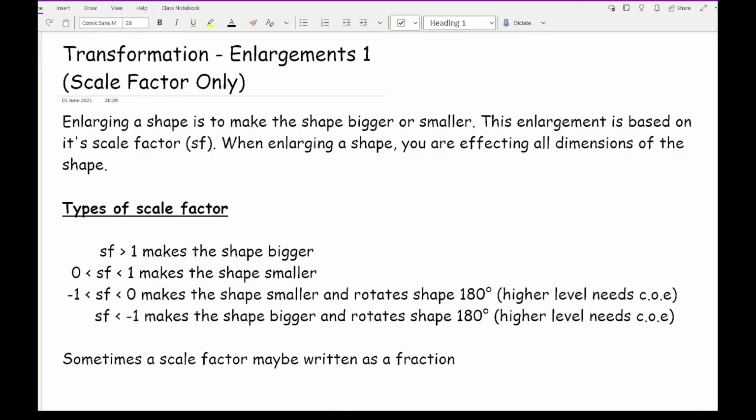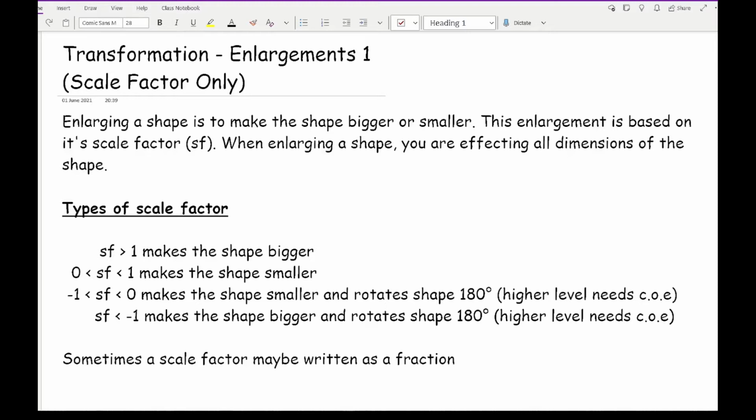Now enlarging a shape is to make the shape either bigger or smaller. This enlargement is based on its scale factor, which we abbreviate with the letters SF, not to get confused with sig fig. When enlarging a shape, you are basically affecting all the dimensions, in other words, all the sides of the shape. So you're not just going to be enlarging certain sides or certain parts of the shape, it's going to be everything. All the sides are going to be affected.